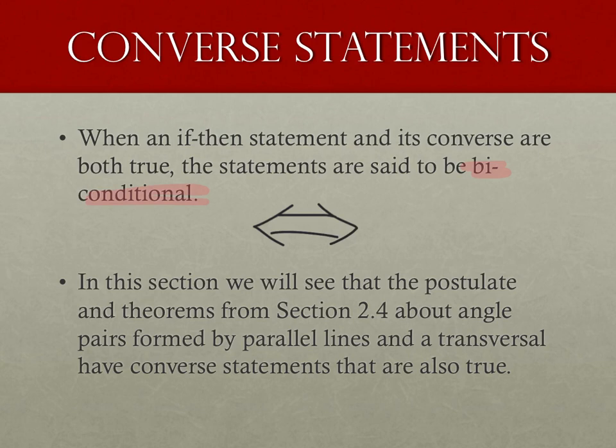So in this section, we will see that postulates and theorems about angle pairs formed by parallel lines have converse statements that are also true. So all of those things that we learned about if lines were parallel and cut by a transversal, all those angle relationships that occurred, now the converses will also be true.